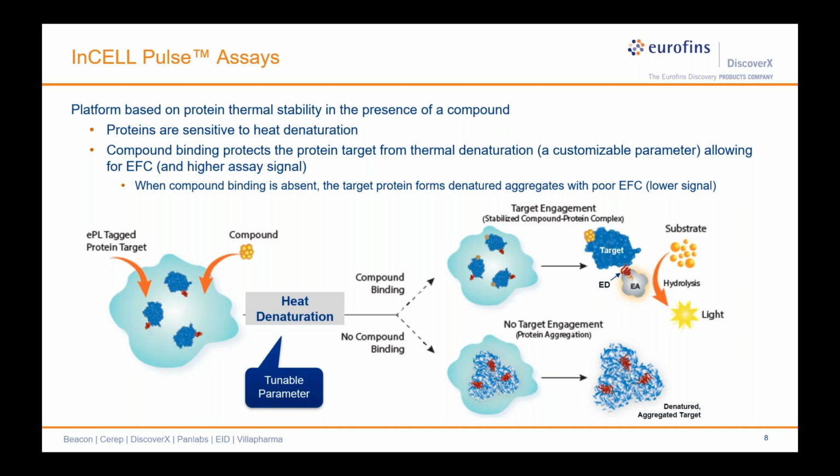On the other hand, if compound binding does not occur and protect the target protein, which could arise either due to an inability of the compound to bind to the target, either due to a lack of specificity or affinity for the target, or a lack of cell permeability, the target protein is not protected against the heat denaturation step, and it will denature and aggregate and not be able to participate in EFC, and no light will be generated in that case.